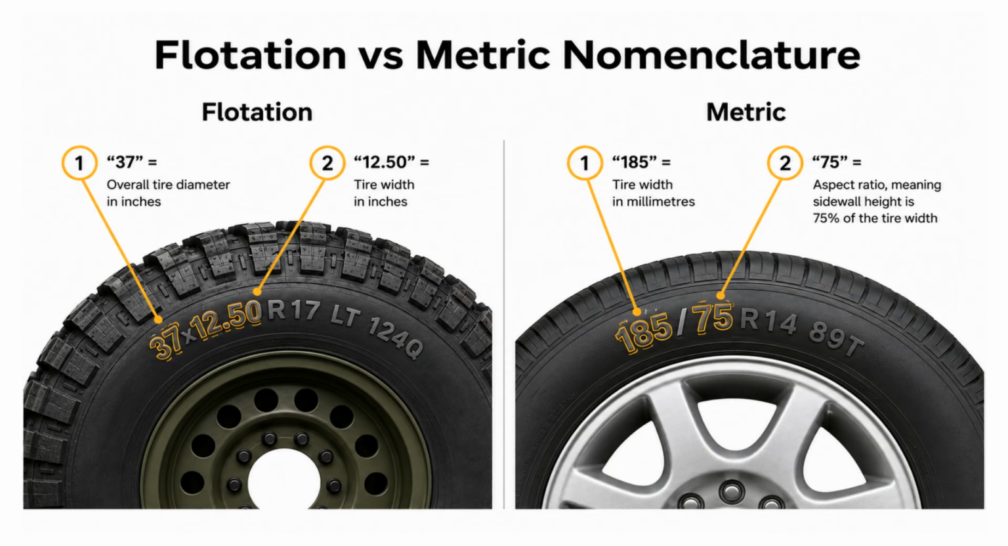On the right, the metric tyre is marked 185/75 R14. The first number, 185, indicates the tyre's section width in millimeters. The second number, 75, is the aspect ratio and not a direct measurement. It means the sidewall height is 75% of the tyre's 185mm width. The key difference is that flotation nomenclature starts with overall diameter in inches, while metric nomenclature starts with tyre width in millimeters. Understanding this difference helps engineers correctly compare tyre dimensions and select a suitable tyre for the vehicle.